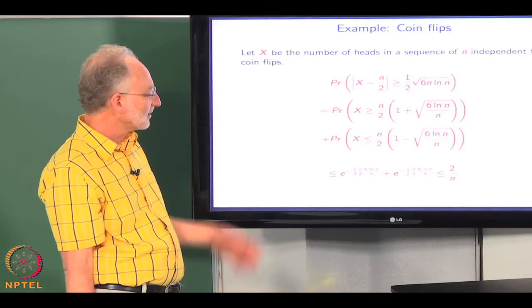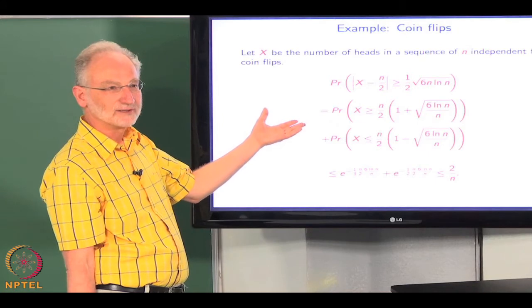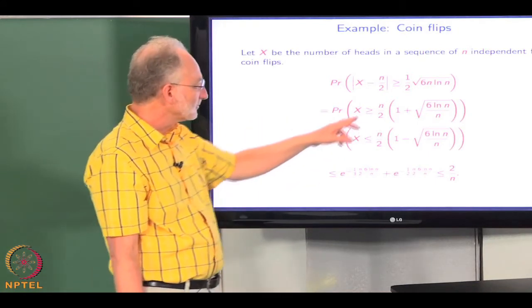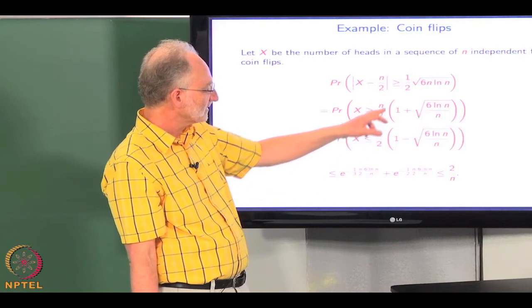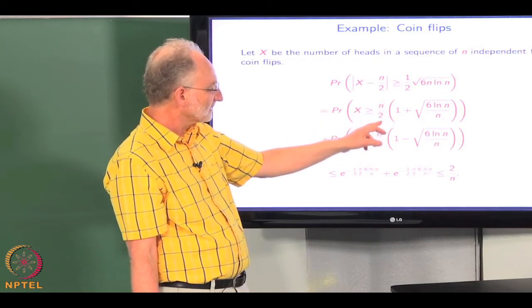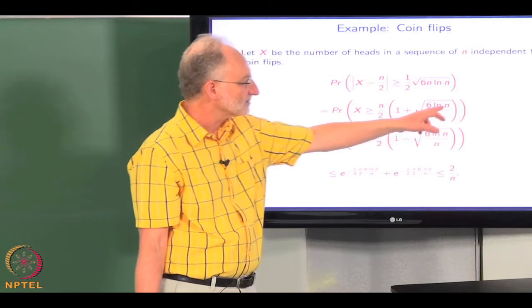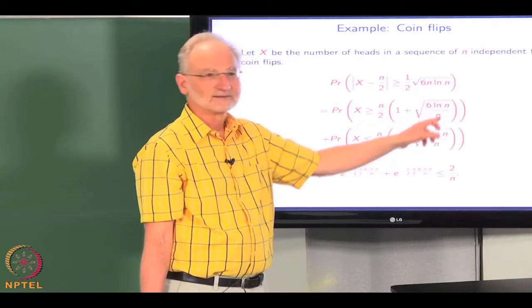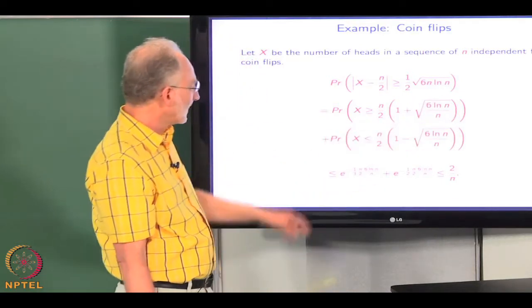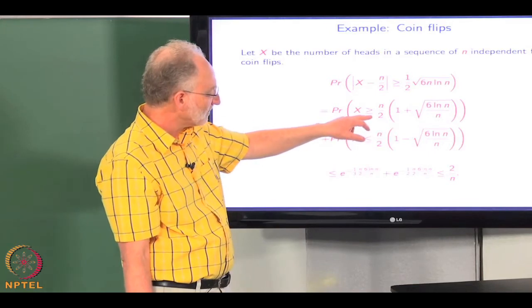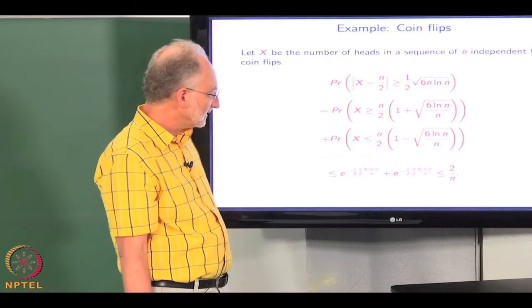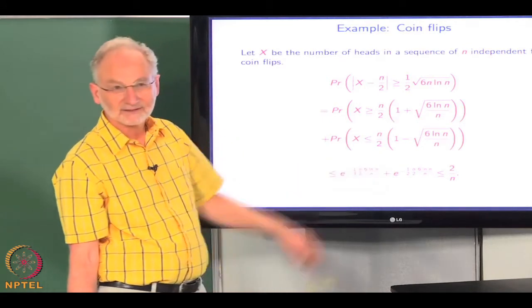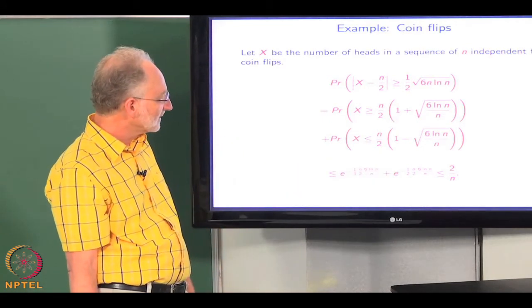Okay? So now we plug it into the Chernoff bound. To plug it in, we have to write it a little bit differently. We want to ask what's the probability that X is greater than the expectation plus a deviation. Okay? And we look for the one going above that or below that. Okay? And we get that the probability is 2 over n.